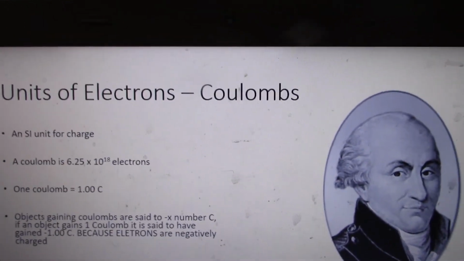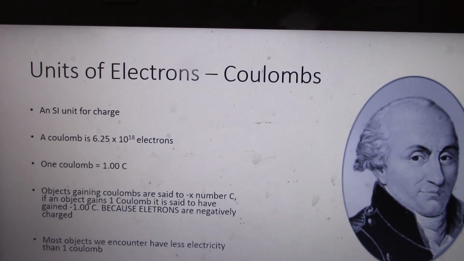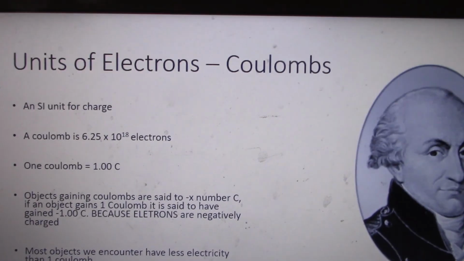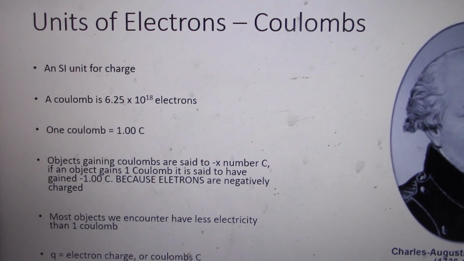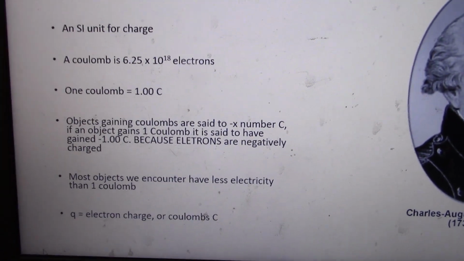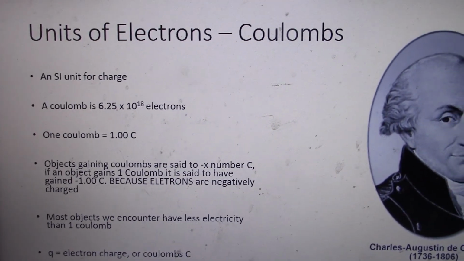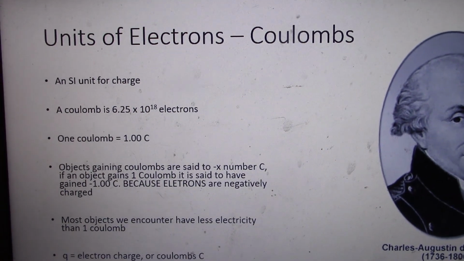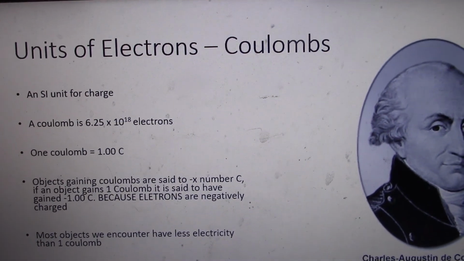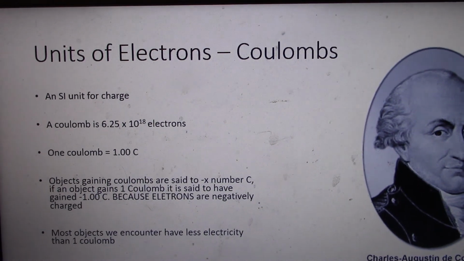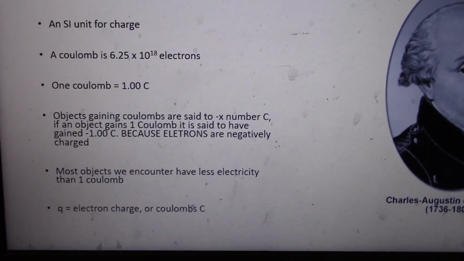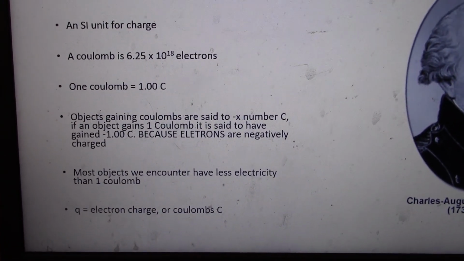Okay, so when we look at units of electrons, a coulomb is actually 6.25 times 10 to the 18th electrons. So 1 coulomb is that many electrons, and you can use that as a conversion factor. So 1 C equals 6.25 times 10 to the 18th e negatives. I'll do a couple of questions related to that in a second.